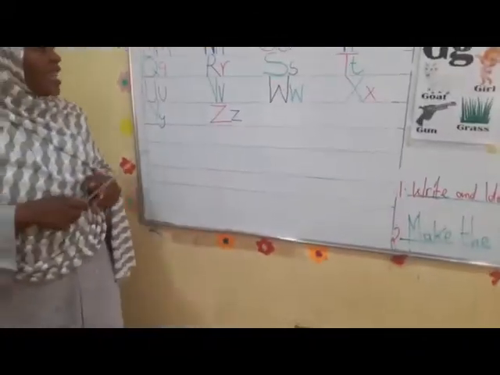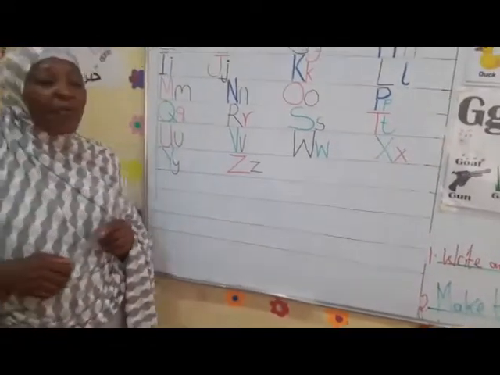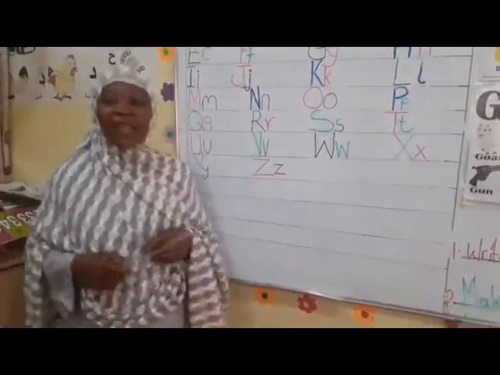Let's go to the next letter. The next letter is letter V. Can you say it after me? Letter V. Another this sound.